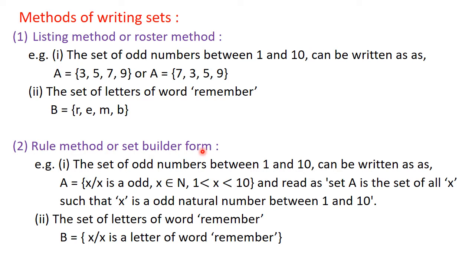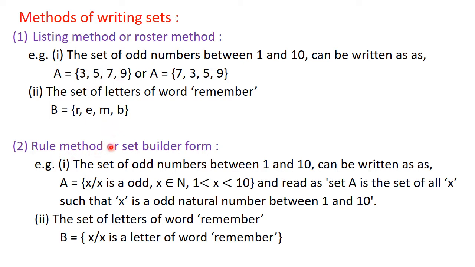In the listing method we write all the elements of the set in curly brackets or braces, and every element is separated by a comma. Also, for denoting the set we use a capital letter and in front of that we write an equal to sign. So here we are writing each and every element. We are making a list of those elements.